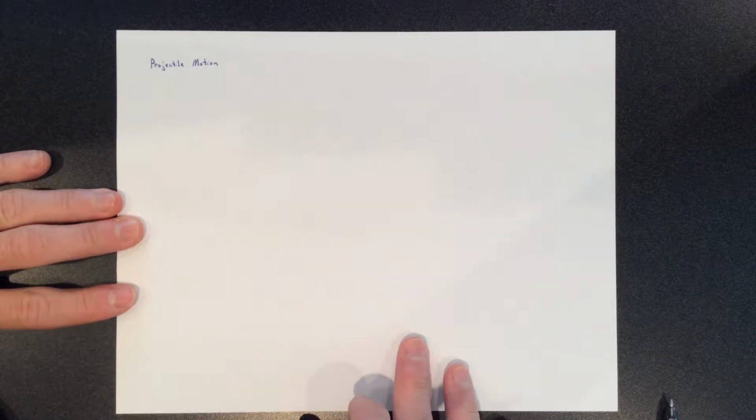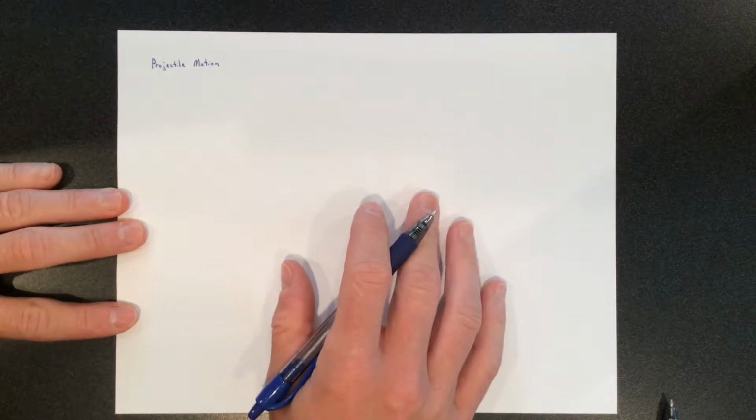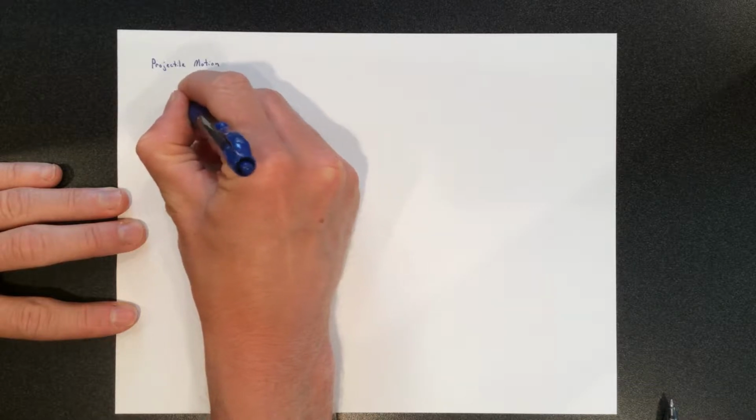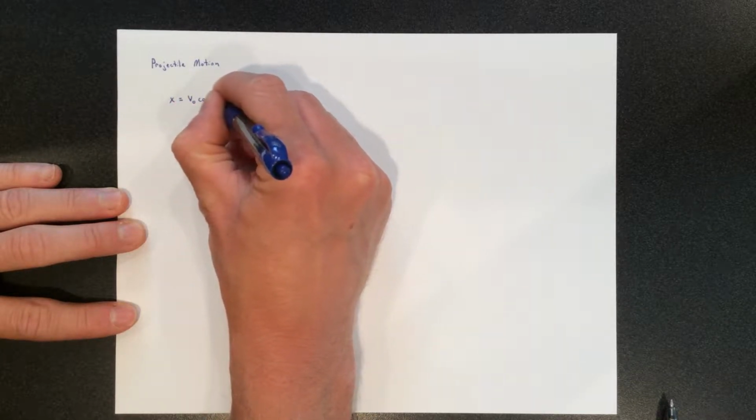All right, let's summarize some of the things we've learned about projectile motion. Let's look at the standard position equations first. Let's look at the horizontal position as a function of time. So x equals v naught cosine theta t.